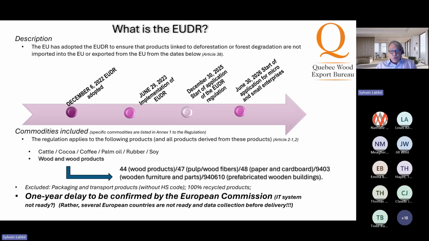The real reason is most probably that a lot of European countries are not ready. Maybe there are 5 or 6 countries in Europe that are fully ready, and the rest are not really ready. And also the data collection before delivery. That means if you ship a ton of pulp in January 26, you will have to backtrack the geolocation of the supply to 6 months or 1 year before. So if you start to geolocate your material in December, it's impossible that your geolocation will be up to date for the shipment in January.